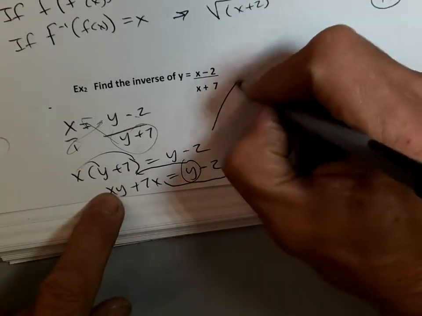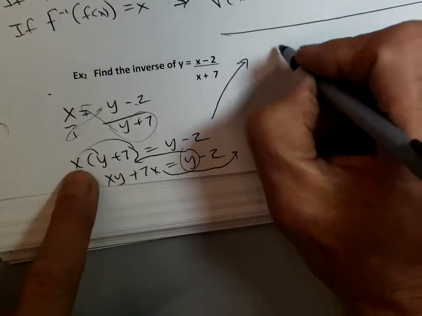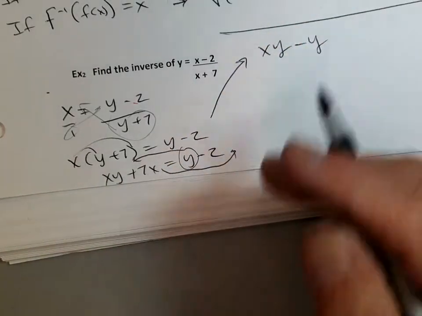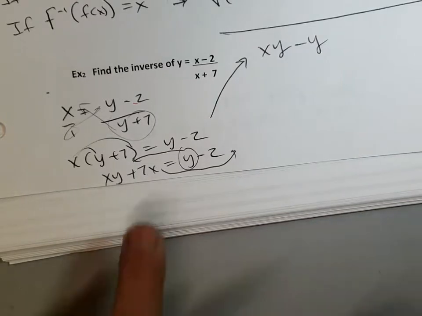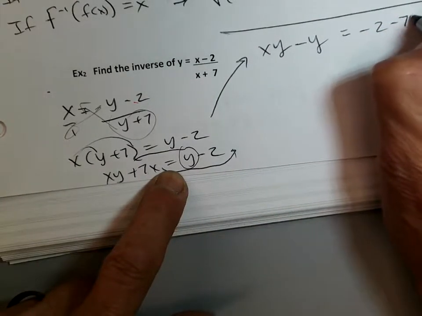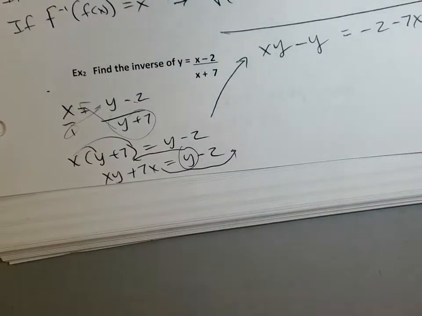So I'm going to bring it up here because I'm running out of room. Okay, I got xy, right? Minus y, because I had to bring that over, right? Equals negative 2 minus 7x. Okay, here's what I did, so you guys can see it. I brought my 7x over here, and I brought my y over here. So now at least I've got the y's together, right? I got too many y's.